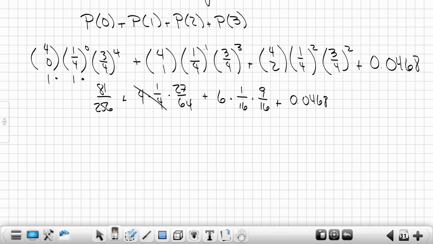Any other questions about how I got each of those items? Alexa? The last one, like what you just said? Yeah. 4 choose 0 is 1. 1/4 to the 0 is 1, because anything to the 0th power is 1. 3 to the 4th power is 81. 4 to the 4th power is 256. Oh, okay, so that'd be the same thing on the second one. 3 cubed is 27. 4 cubed is 64. Okay. Yes?